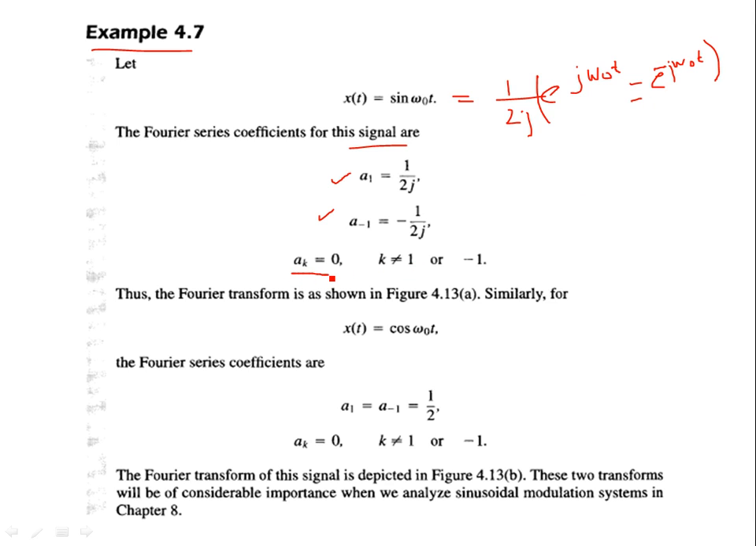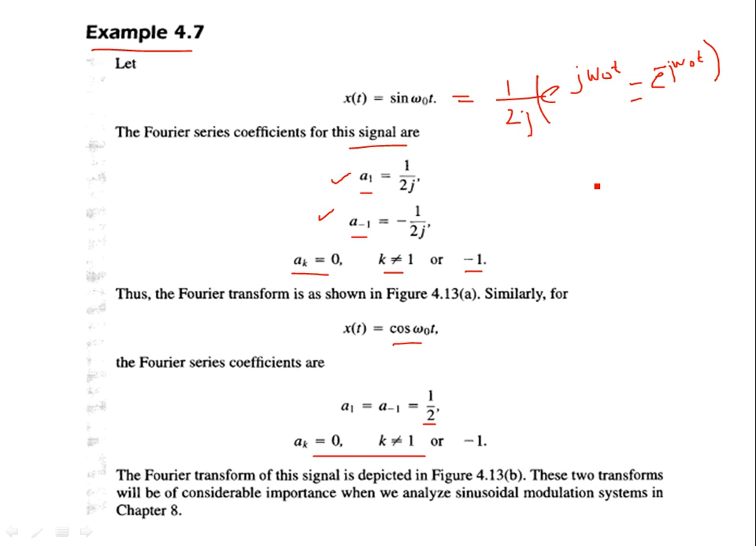So a_k is 0 for k not equal to 1 or minus 1. Basically you just have a_1 and a_minus1, and other than that, the a_k are 0 if k is not equal to 1 or minus 1. Similarly, for the cosine function as well, you can expand this using Euler's formula, and this is 1 over 2. So instead of 1 over 2j, this is 1 over 2, and the same story repeats.